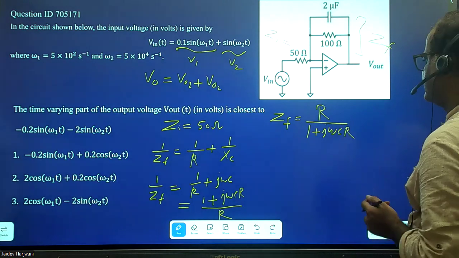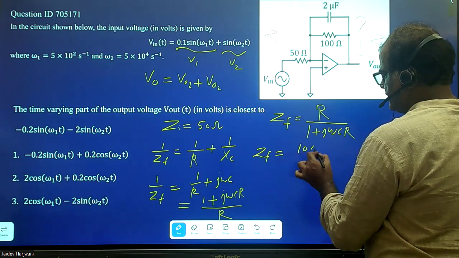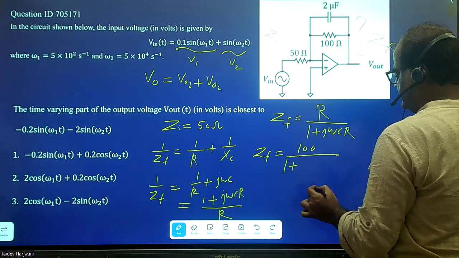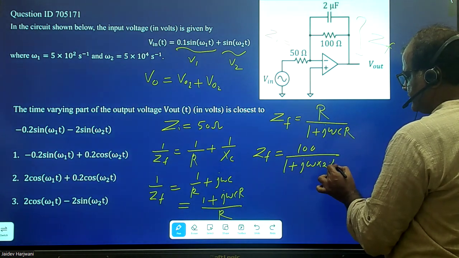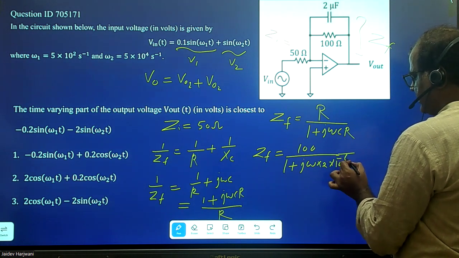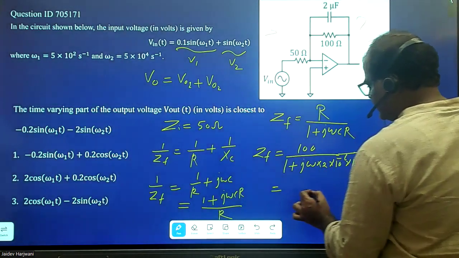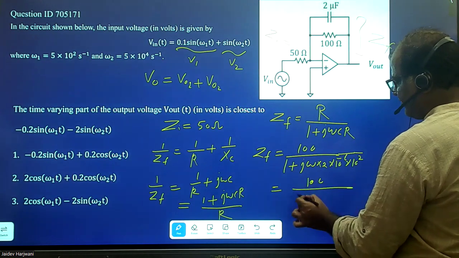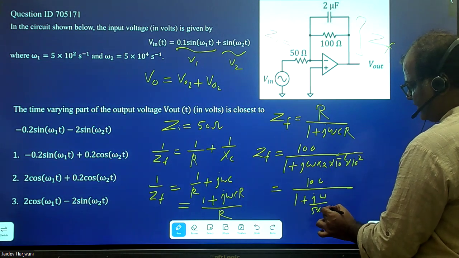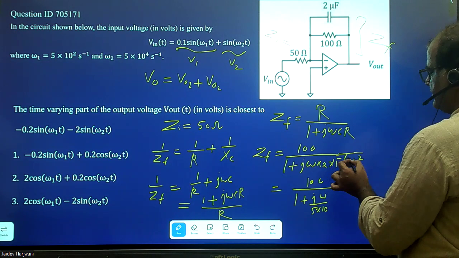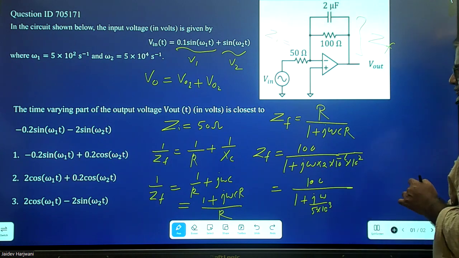So this is my ZF. Now let me solve this ZF further. R is 100, and this is 1 plus J omega CR. The C value is given as 2 into 10 raised to power minus 6, and the R value is given as 100, that is 10 raised to power 2. This can be written as 100 upon 1 plus J omega upon 5 into 10 raised to power 3.